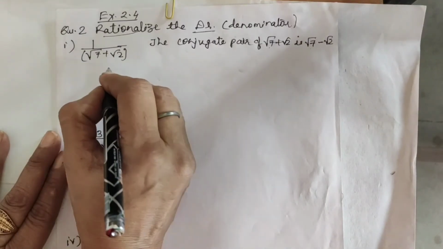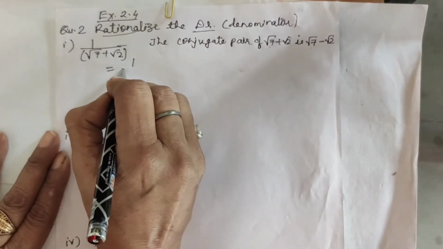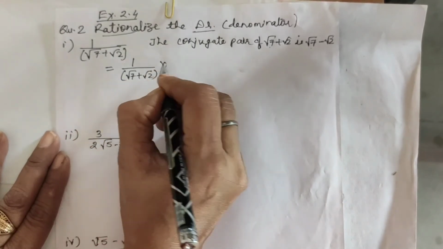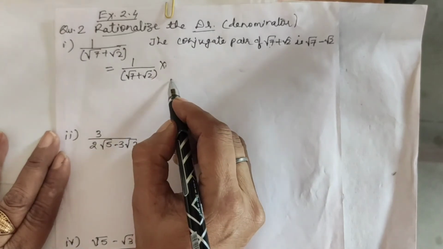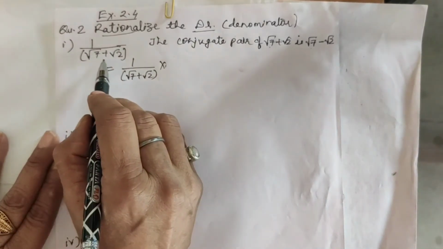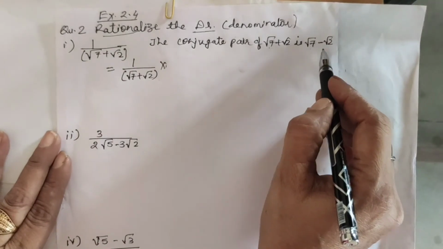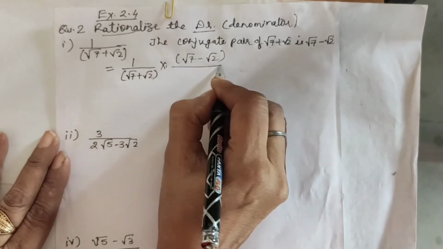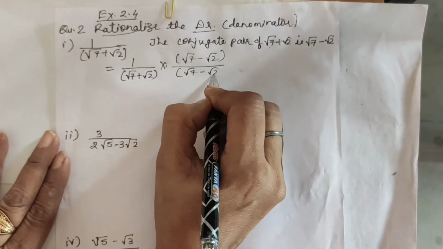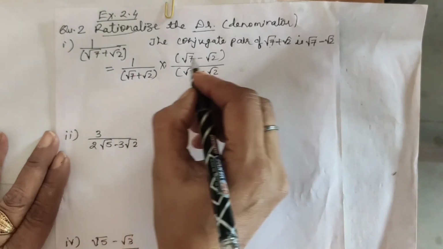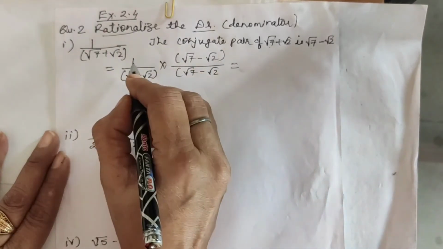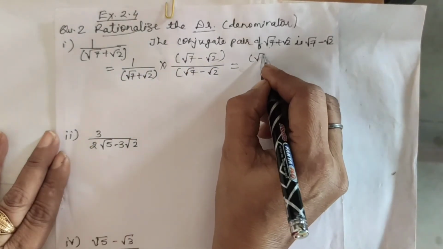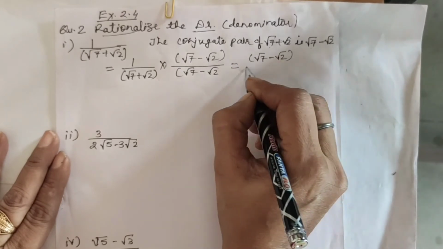Now what you have to do, children, whatever the number given, write this as it is and multiply numerator and denominator by the conjugate pair of the denominator. And what is the conjugate pair? Root 7 minus root 2. So write here root 7 minus root 2 divided by root 7 minus root 2. And now to simplify, multiply numerators. You know, when you multiply 1 with any number, the answer is the number itself. So in the numerator you are getting root 7 minus root 2 upon.